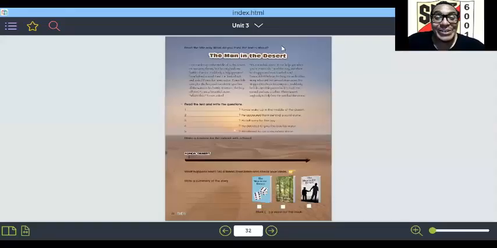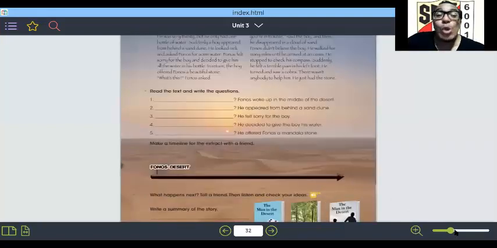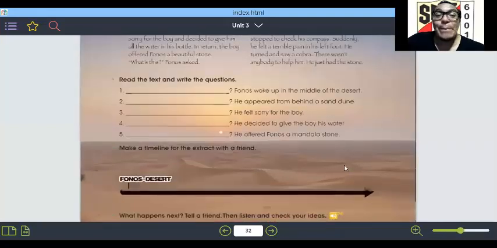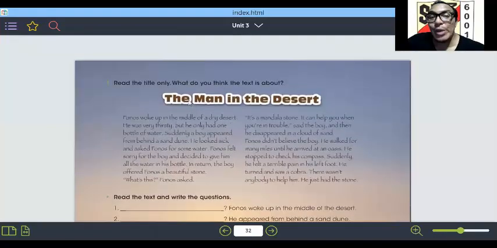Okay, students, we are going to go to activity number 1. Okay, pay attention, for example, in activity number 1, what do we have to do here? Pay attention to here. What do we have to do in this activity? So read the title only. Yeah, what do you think the text is about? Nos dice que tenemos que leer solo el título. A ver, vamos a leer rápidamente el título. ¿Qué idea puedes tener del título?